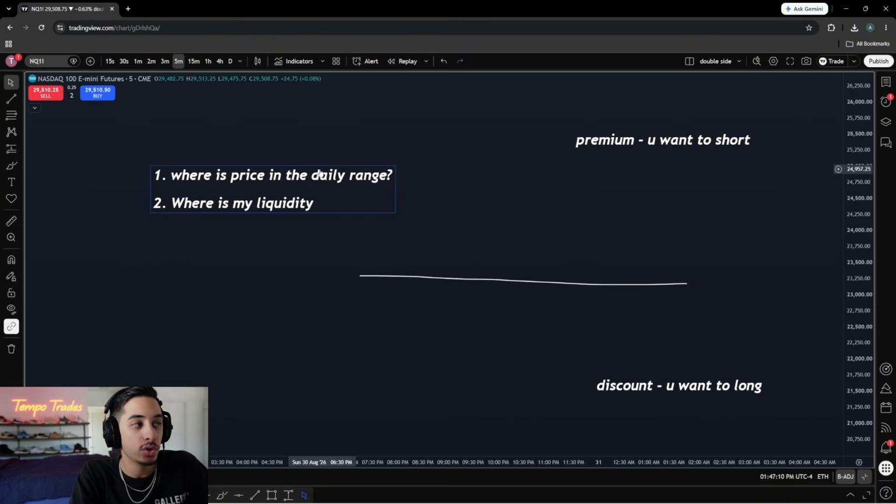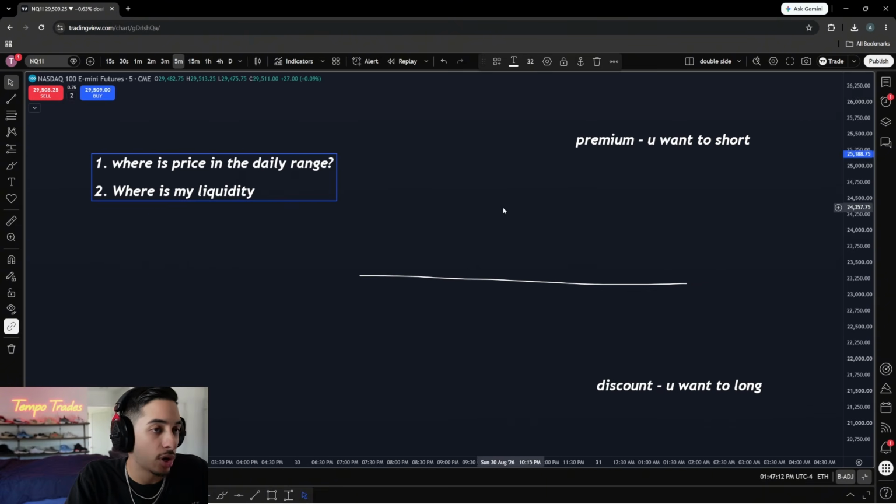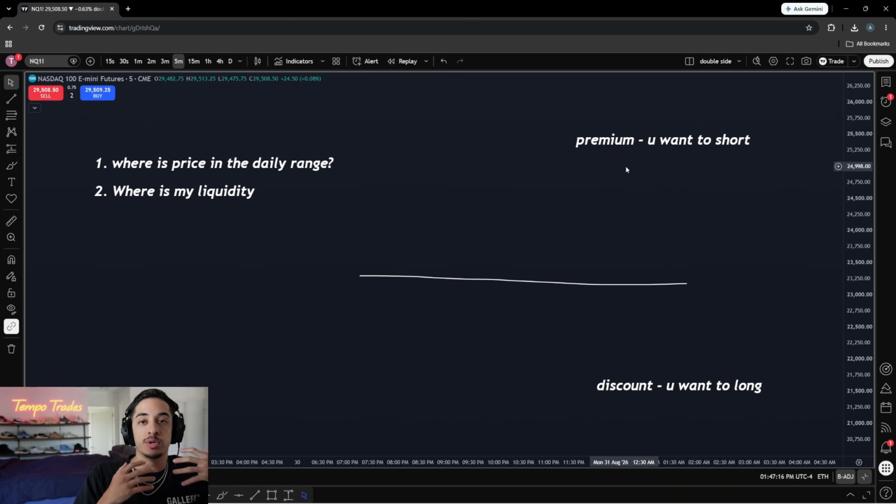okay? And I will show you exactly how you can mark out the daily range every single day. But this will keep your bias in check. If you're a reversal trader like me, I have found much higher win rates trading reversals, and I have found better RR trading reversals.